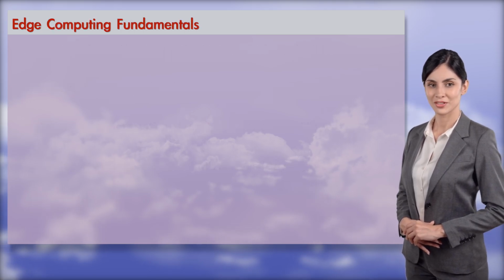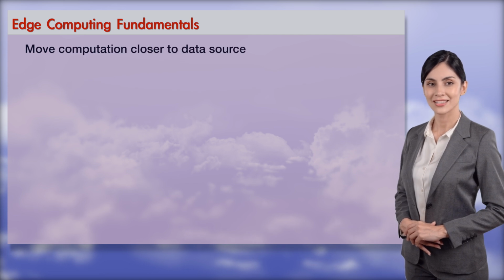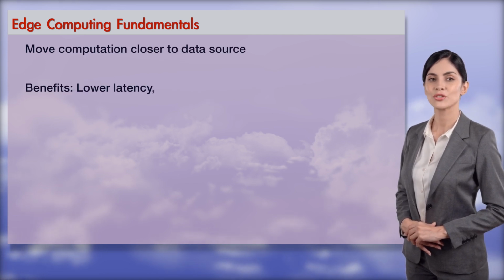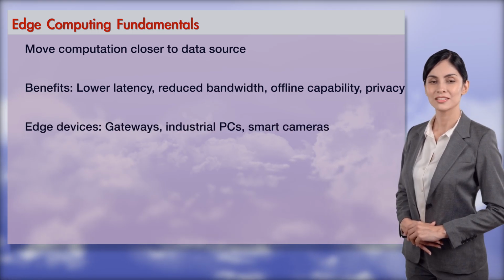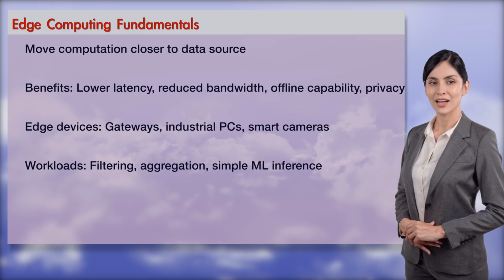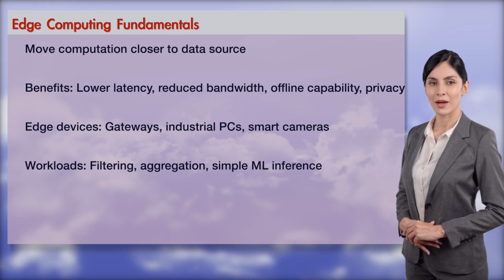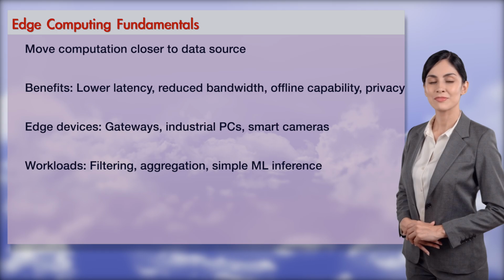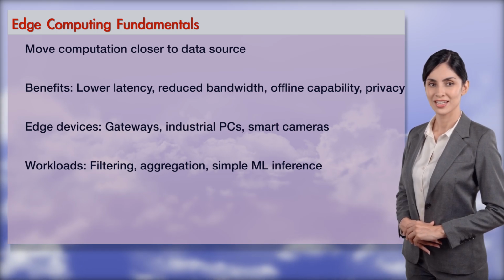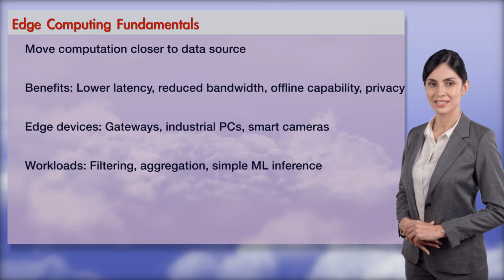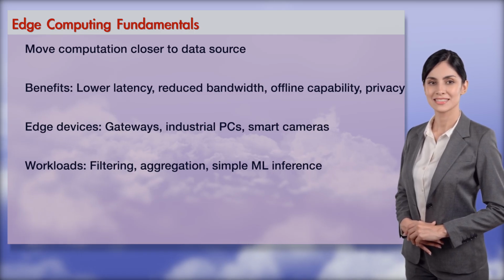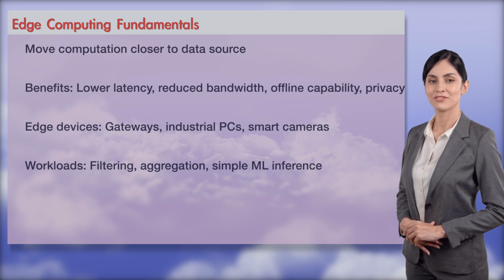Edge computing fundamentals. Instead of sending all raw data to the cloud, we move computation closer to the data source. Key benefits include dramatically lower latency for real-time decisions, reduced bandwidth and cloud costs, continued operation during network outages, and improved privacy by processing sensitive data locally. Typical edge devices range from lightweight gateways to powerful industrial PCs and smart cameras with onboard GPUs. Common workloads include data filtering and aggregation, simple rule-based decisions, and lightweight machine learning inference.